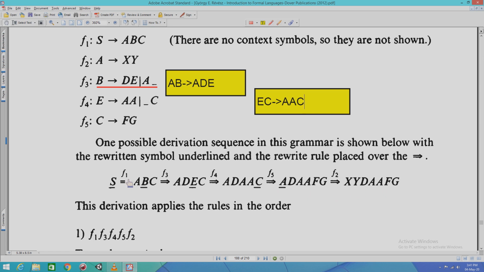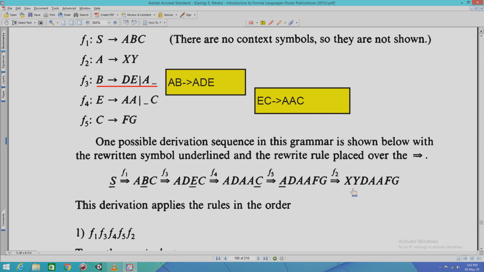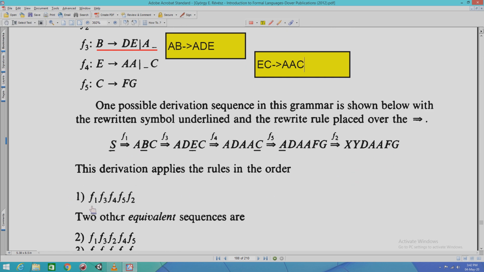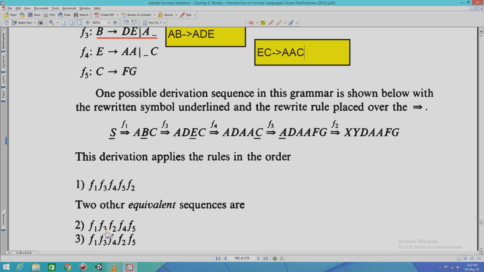And after that, we use production F5. F5 replaces C. There are empty left and right contexts, null. So C will be replaced with FG. And further, we use the F2 production, in which A replaces XY, giving us XYDAAFG. So we followed this sequence of implementation, F1, F3, F4, F5, F2, and from the start symbol, we reached this string. The same string can also be achieved by starting from S and using production rules in another sequence. You can check it.